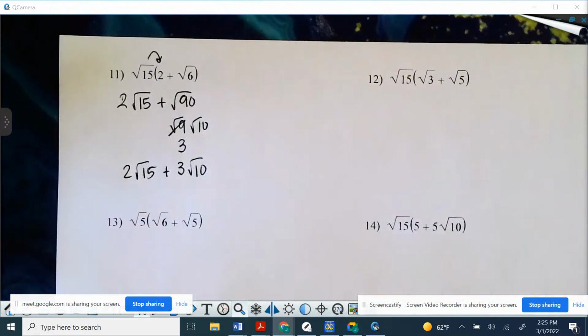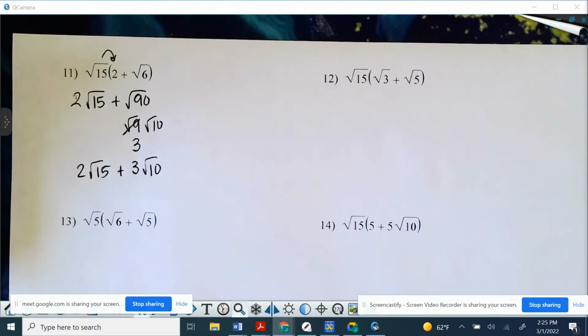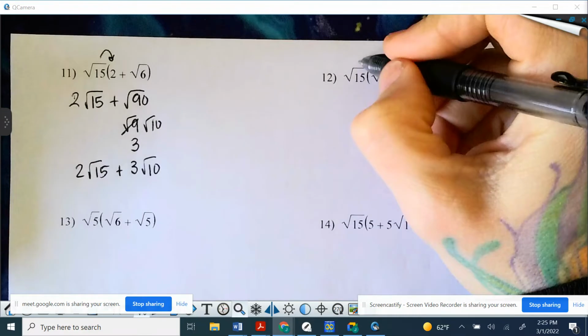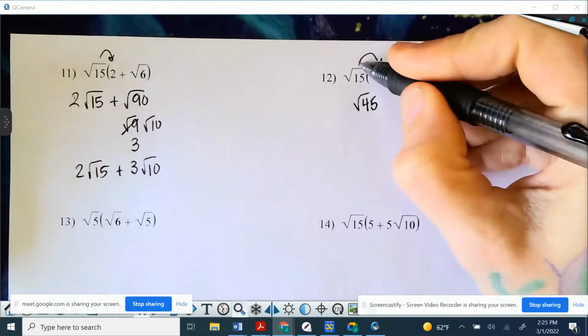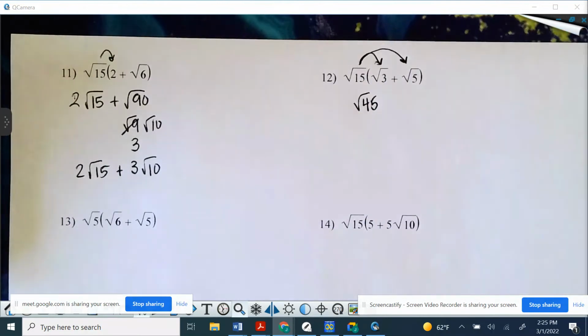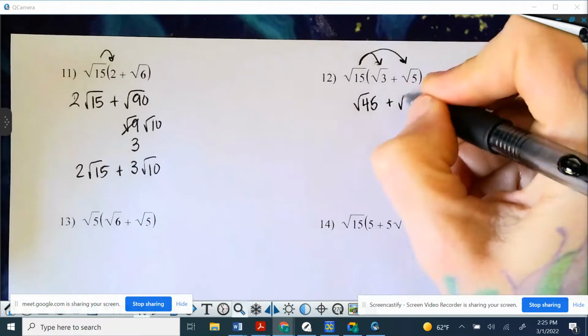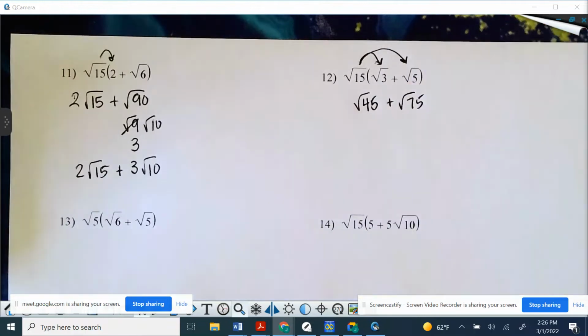And then we're good there. As far as just remembering to distribute and how to distribute these guys, 15 times 3 is going to be the square root of 45. 15 times 5 is 75, so square root of 75. And we want to check both of them and see if they can be reduced.